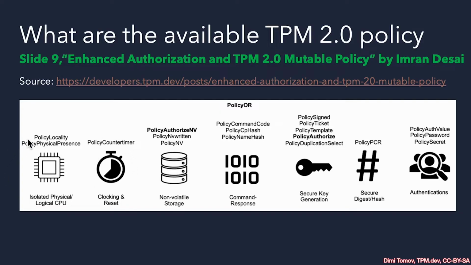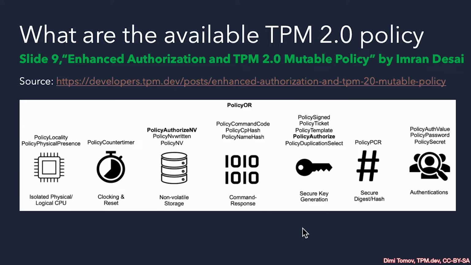The same is true for policy locality, where we bind the use of a TPM object to the current level of locality. And policy physical presence will not be used very often, since this happens usually at locality 0, but this is actually testing if there is physical presence on the TPM, which is a physical pin, and if voltage has been applied to that pin. This usually takes place when we perform a TPM 2.0 clear, and therefore it is rarely used.